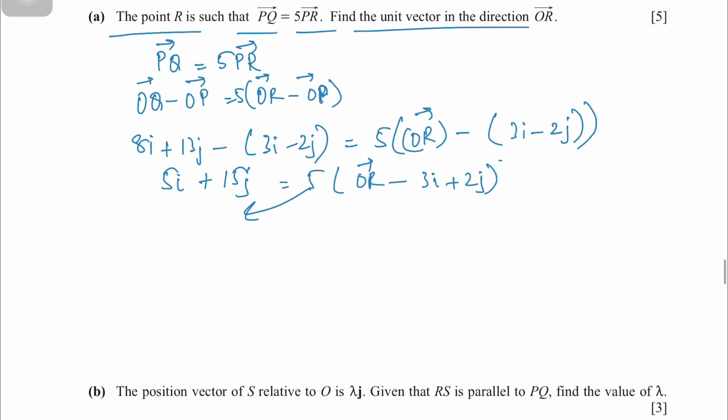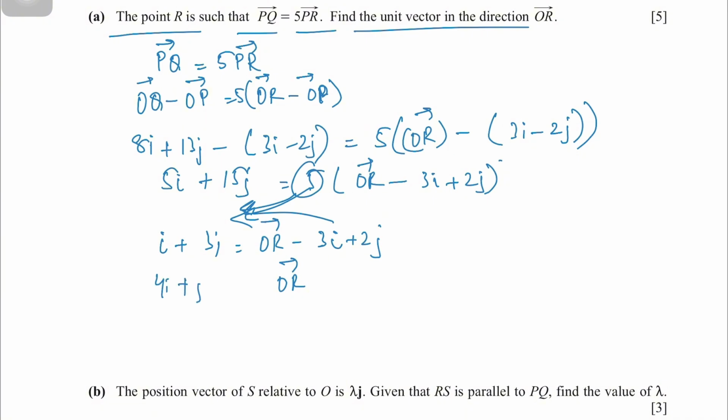Divide this 5 by 5. Divide this 5 by this equation. So this would be I plus 3J equals to OR negative 3I plus 2J. This whole would go over there to get our final OR as 4I plus J. Our OR is this.